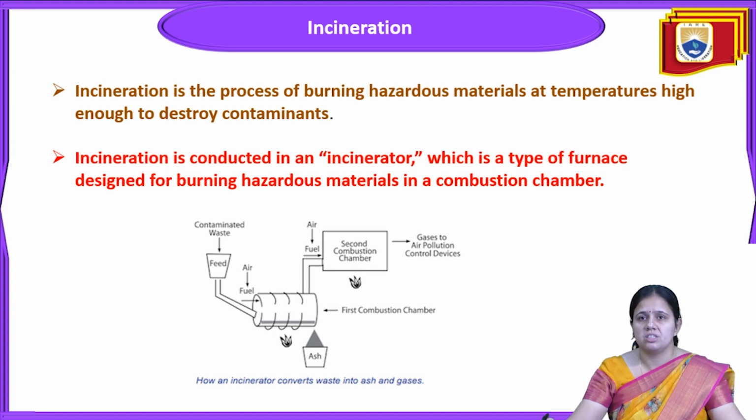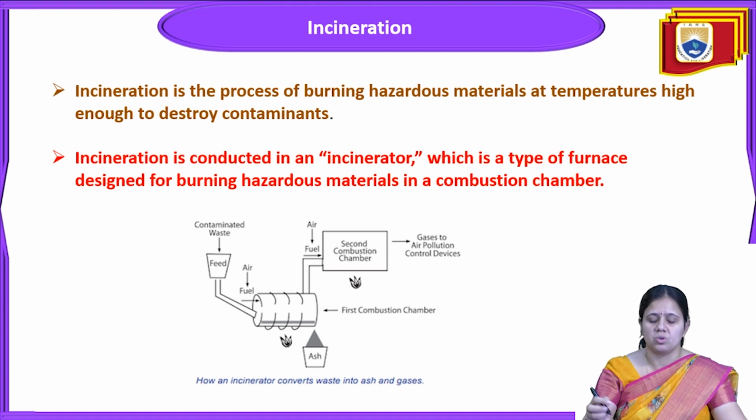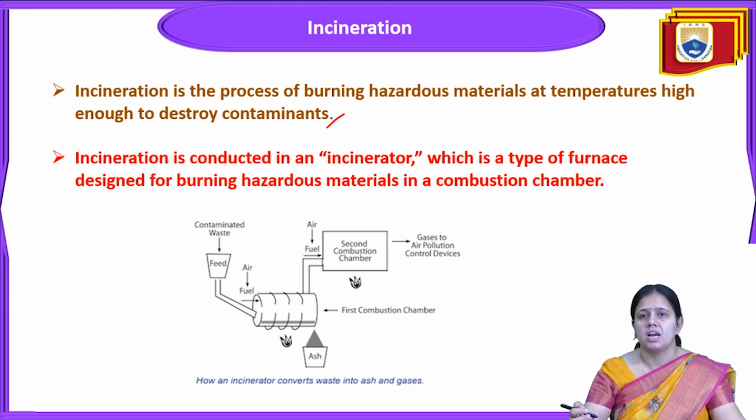So in the incineration, what happens? Incineration is the process of burning hazardous material at a temperature high enough to destroy the contaminants. At a very high temperature in the incinerator, the solid waste is burned, and the temperature destroys the contaminants. Incineration is conducted in a chamber called an incinerator, which is a type of furnace designed for burning hazardous material in a combustion chamber.